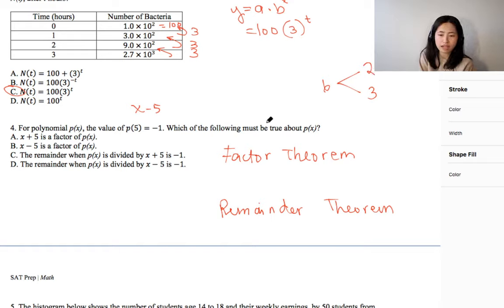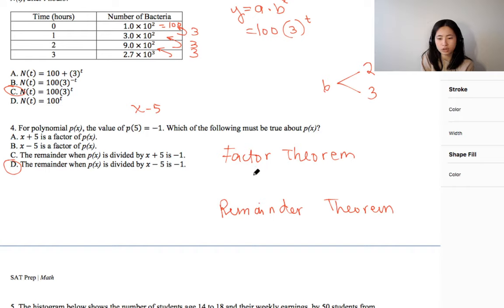So based on the factor theorem, if you have x minus 5 as an example, you should end up with 0, not -1. If something is a factor, you shouldn't really have any remainder, right? It should be 0. So that means when you're dividing p of x with 5, if you're getting -1, that means your remainder is -1. So that would be D, right?